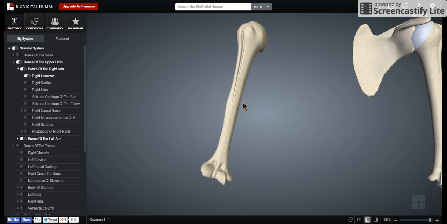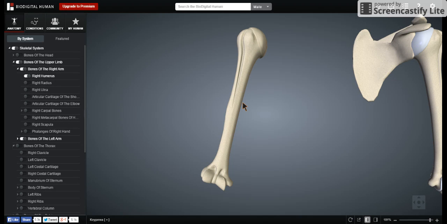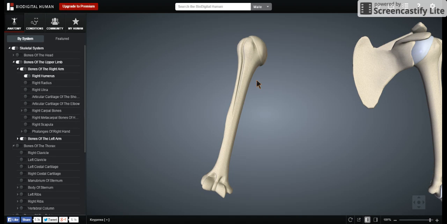Now, it's important to recognize superior and inferior. Another term for that would be proximal and distal. Superior on this bone is here. Inferior is right here. Another term for inferior in this case would be distal. Distal being further from the midline or further from the point of origin. Proximal, closer to the midline, closer to the point of origin.